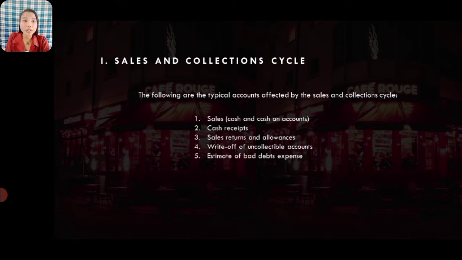So the following are typical accounts affected by the sales and collection cycle. The first one is sales. Second is cash receipts. The third one is sales returns and allowances. The fourth one is write-off of uncollectible accounts. And the fifth one is the estimate of bad debts expense.